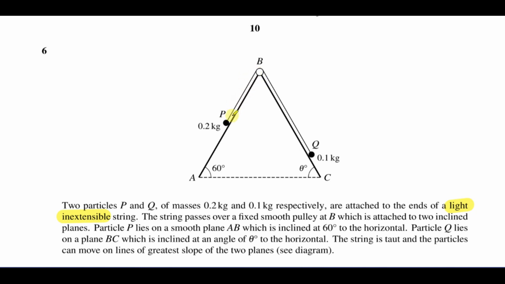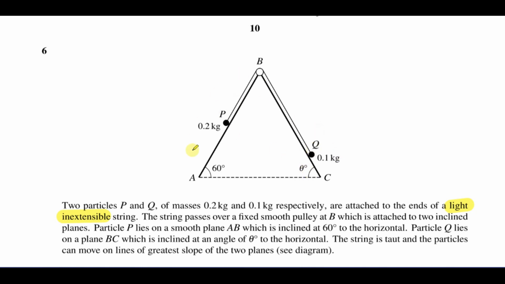For example, over here, if it was not light, then the top of it would also be carrying the weight of what's underneath it. So the tension wouldn't be the same all the way through. It would vary if the string wasn't light. Inextensible means the string cannot stretch. It's not elastic. So every particle attached to the string will have the same magnitude of acceleration and velocity as it's moving.